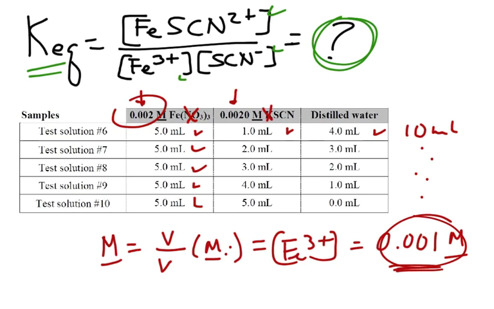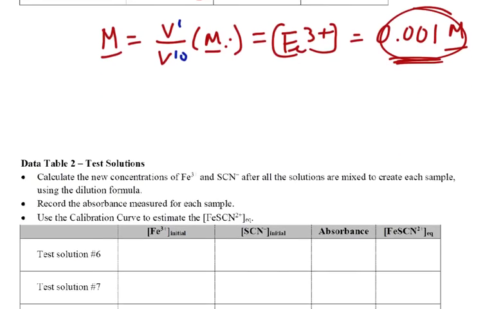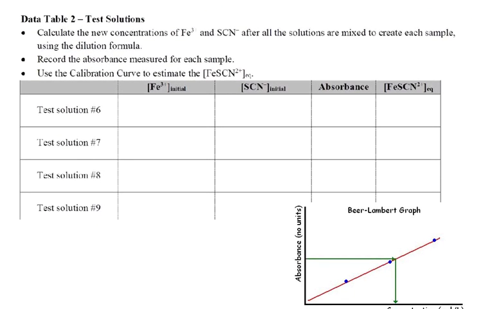So that part's easy. Now for the other one, we have to do the SCN-. Well, we can see what's going to happen. It's going to be 1 milliliter over a total of 10 milliliters. So 1 over 10 times its initial concentration, 0.002, and then that'll give us our SCN- concentration. So 1/10 of 0.002, 2/10 of 0.002, 3/10 of 0.002, over and over. Now we take those values and we go back and we put them into our chart.